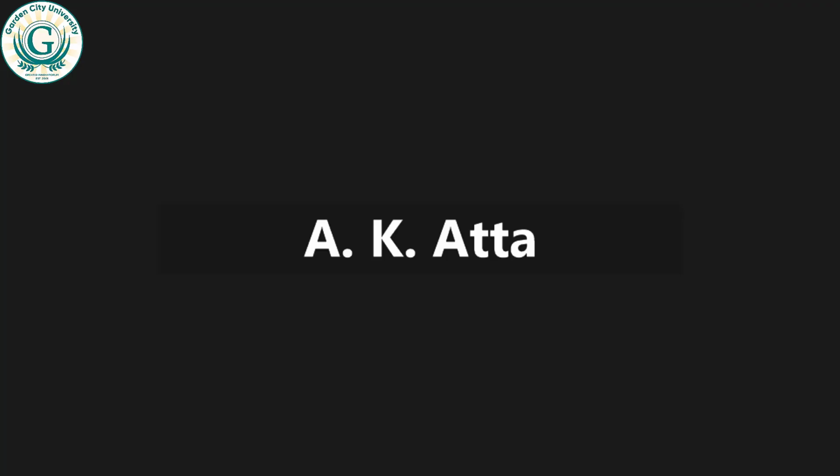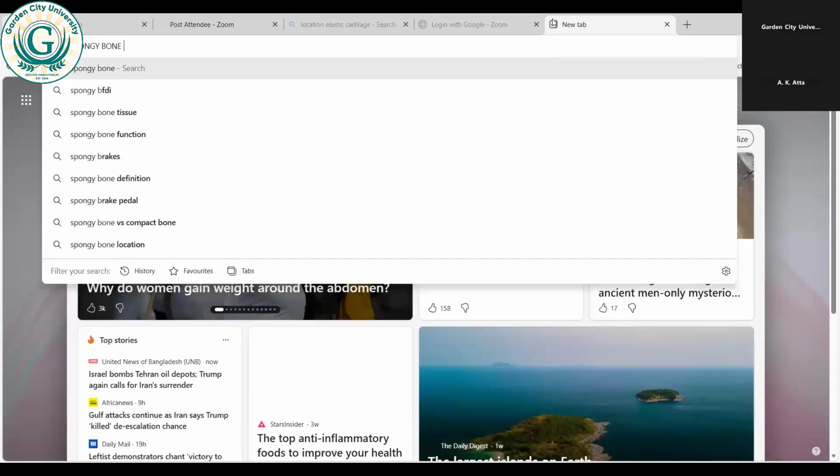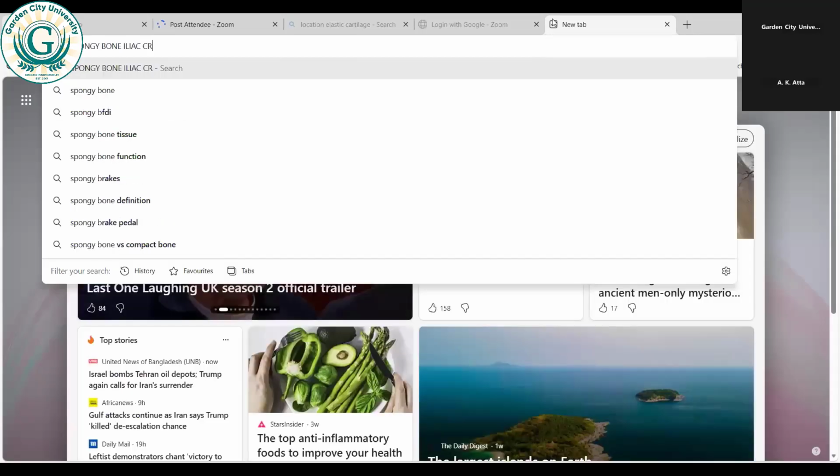Let me show you something about this. Let's see whether we can go online. Let me just show you something about the iliac crest and spongy bone.